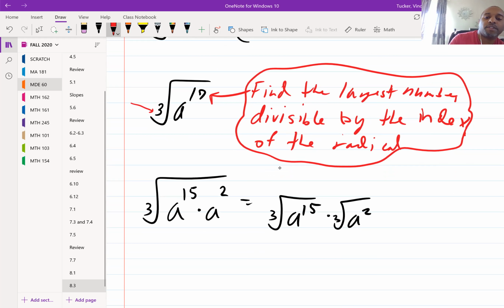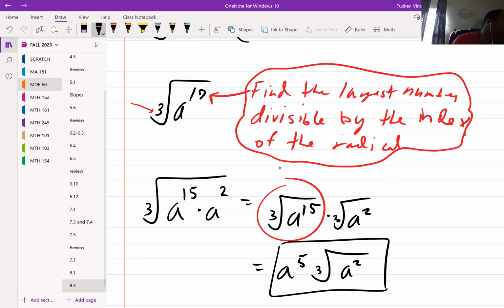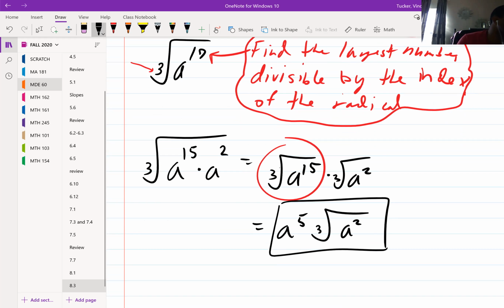Now I can simplify this piece. That'll just be a to the 5th, 3 divided into 15. Then I leave the other part under the radical. And this would be my most simplified way of expressing that answer. All right, questions before we try another one?